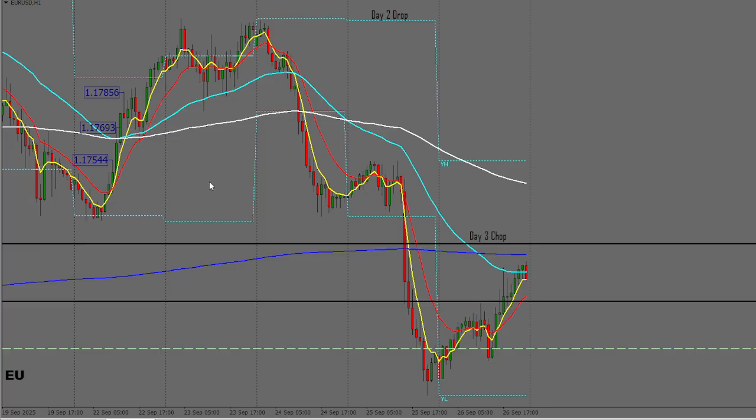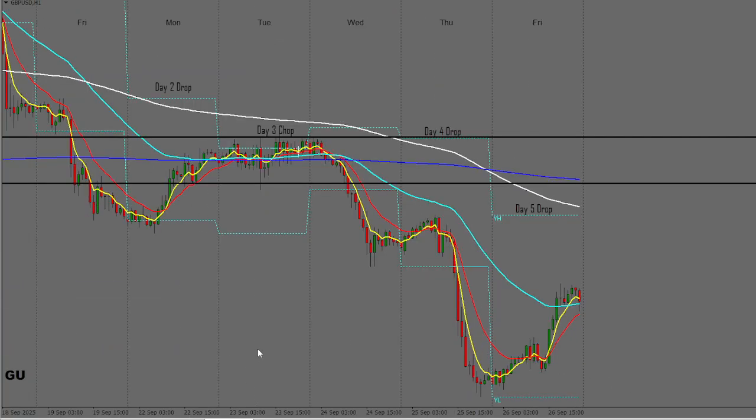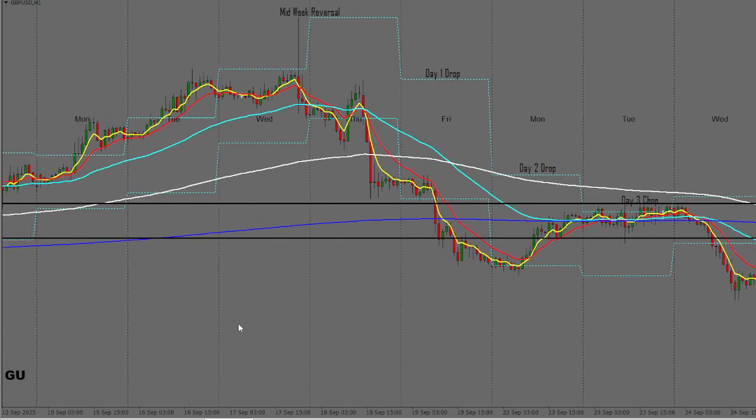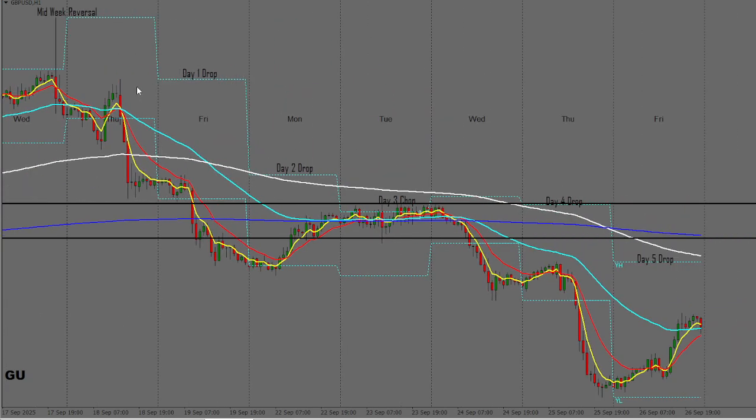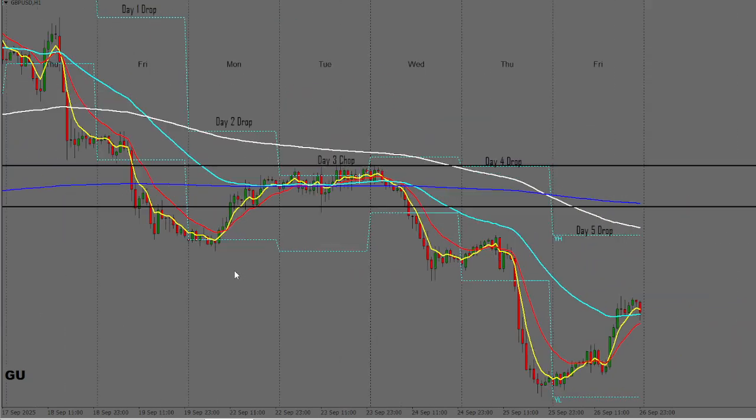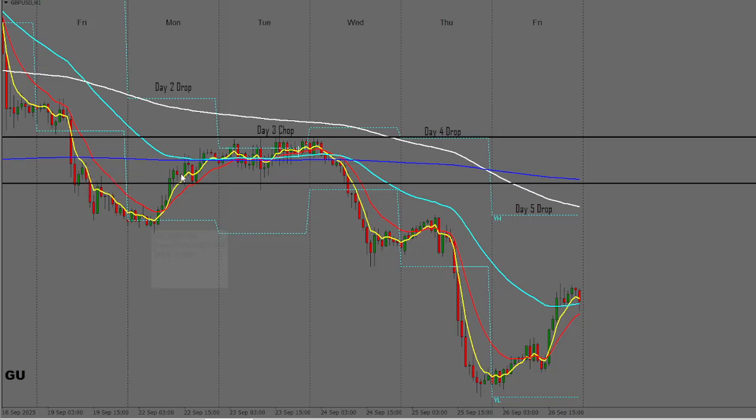So after Euro USD, we're going to jump onto the GBP USD. GBP USD, he gave the midweek reversal last week. So he gave day one here, day two drop. After that, he pulled back, day two reversal here. This is exactly the day three behavior. Can you see here, in between here, how he goes back and forth? He doesn't go anywhere. This is what we call the level three behavior.